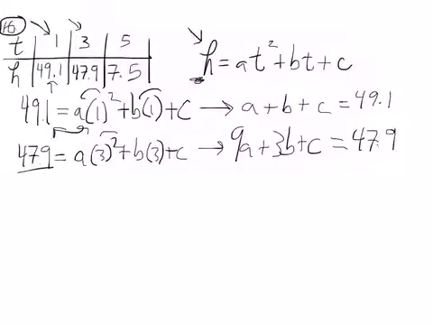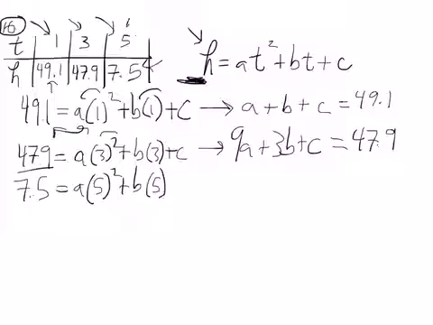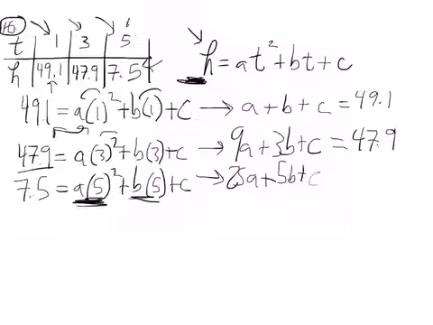And then my last example would be when T is 5. When T is 5, H is 7.5. Let me plug that in. 7.5, that's my H value, equals A times T, and T is 5 right now, so 5 squared, plus B times T, which is 5, plus C. Translating that into an equation, 5 squared is 25, so 25A plus 5B plus C equals 7.5.